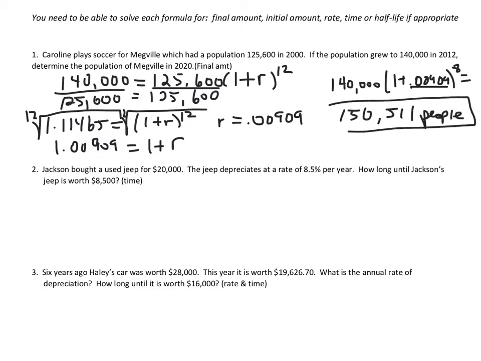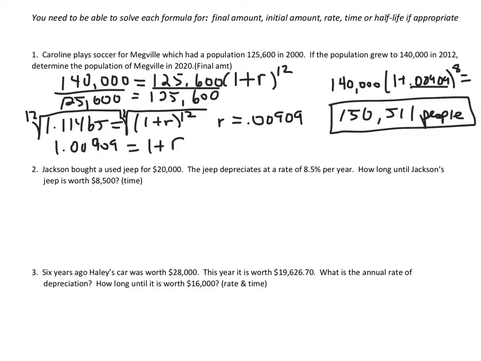And that's it. So in these problems, you might have to solve for r, you might have to solve for t, you might have to solve for the initial amount, or you might have to just calculate the total. So it just depends on what the question is asking for. Now in question 2, we have Jackson bought a used Jeep for $20,000. The Jeep depreciates at a rate of 8.5% per year. How long until Jackson's Jeep is worth $8,500?